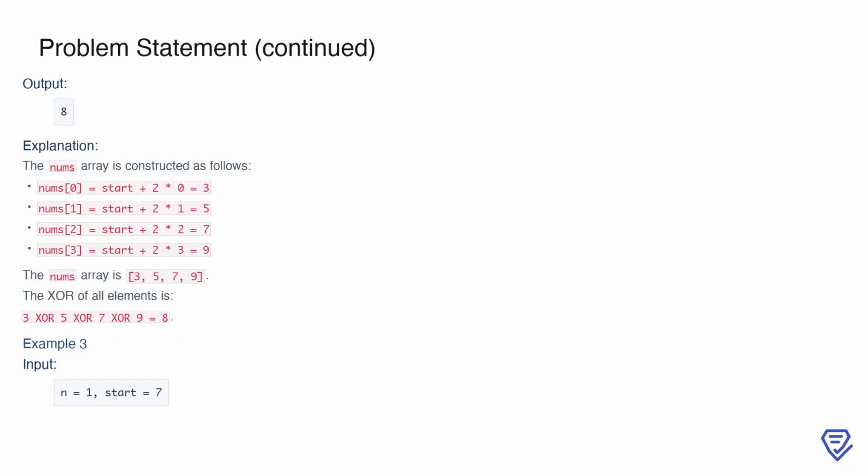Now, consider the second example where n equals 4 and start equals 3. Using the same formula, we calculate the elements of the array. nums[0] equals 3 plus 2 * 0 equals 3, nums[1] equals 3 plus 2 * 1 equals 5, nums[2] equals 3 plus 2 * 2 equals 7, and nums[3] equals 3 plus 2 * 3 equals 9. This forms the array 3, 5, 7, 9. To compute the result, we find the XOR of all these elements, 3 XOR 5 XOR 7 XOR 9. After performing the XOR operations, the result is again 8. Hence, the output for this example is 8.